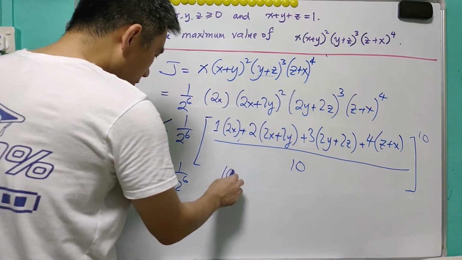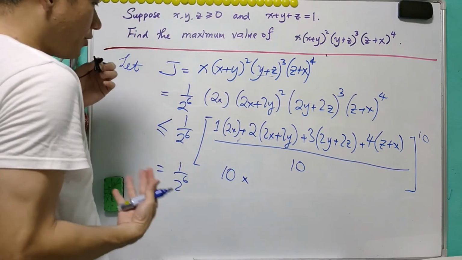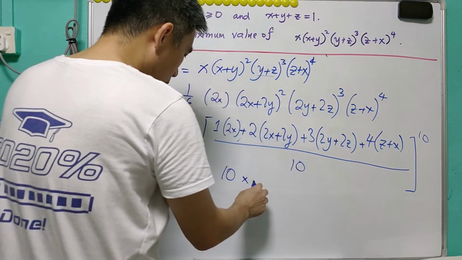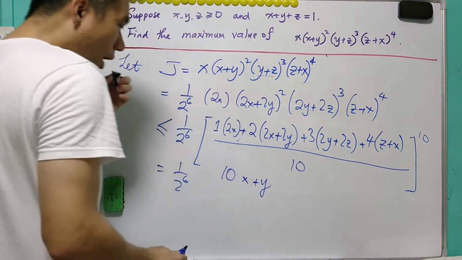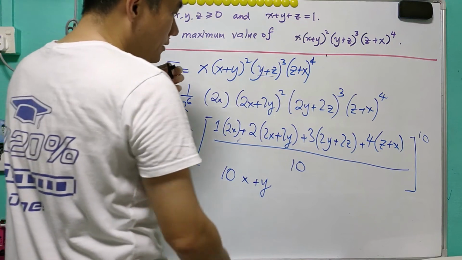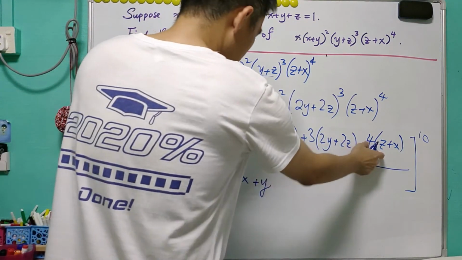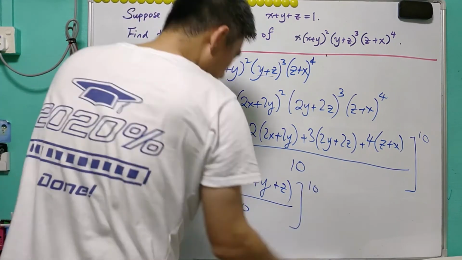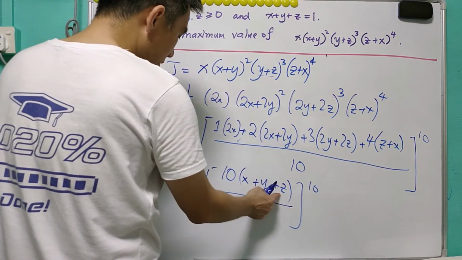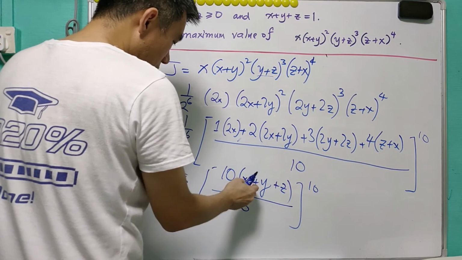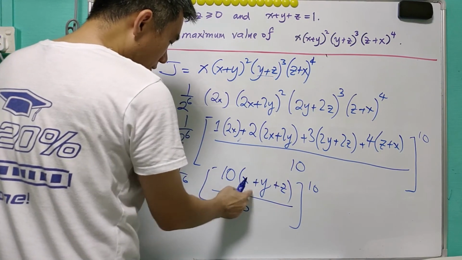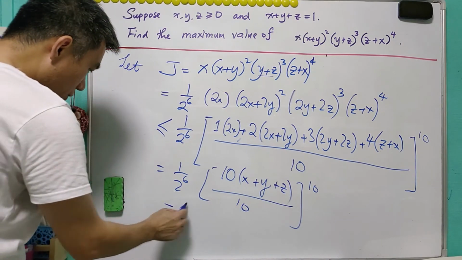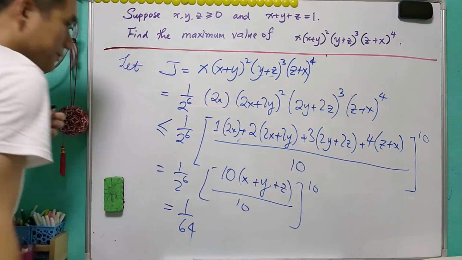So there are a total of 10x. And for y, this is 4 and this is 6, so also there are 10y. And for z, no surprise, it is still 10z. And we already know that x plus y plus z is equal to 1. So this is 10 times 1 over 10, that is 1. 1 to the power of 10 is still equal to 1. So this is equal to 1 over 64.